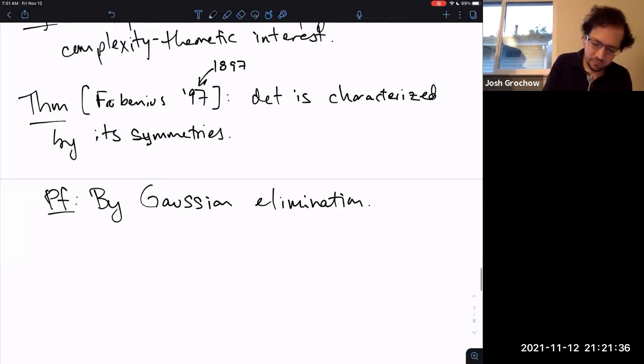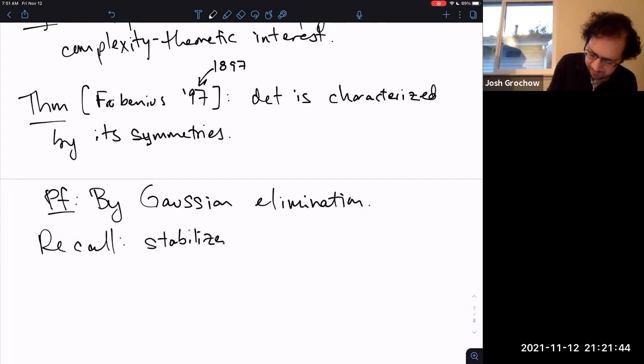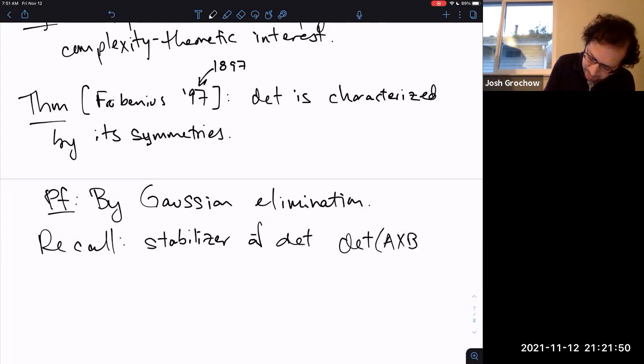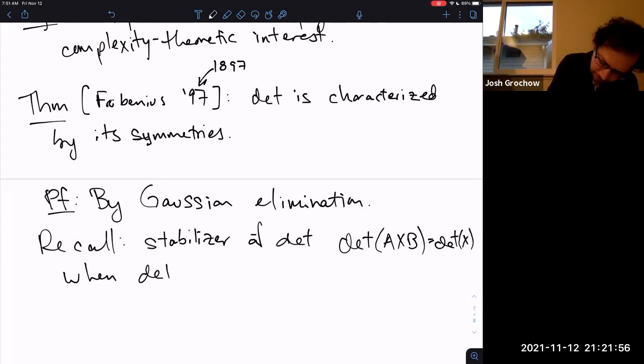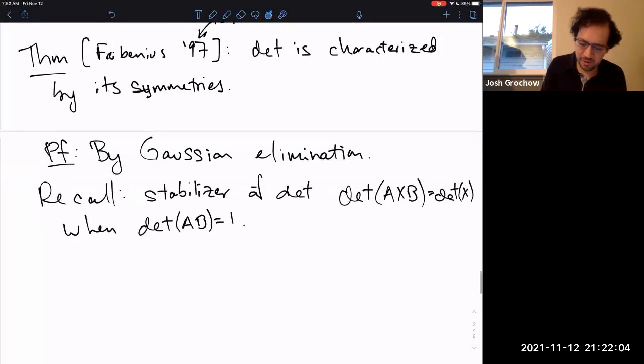So first, just to recall the stabilizer: what symmetries do we have here? The stabilizer of the determinant essentially comes from the fact that det(AXB) equals det(X) when det(AB) is 1. One thing that might be a little confusing here is that there's also a determinant in det(AB). That determinant is separate; it's in the definition of the group. These ones are the function we're talking about.